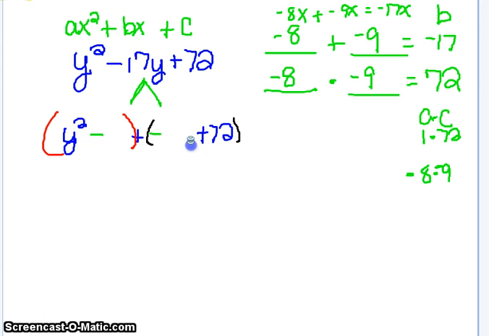I would start over, but it's already 3 o'clock, and I have 2 little boys who are going to be here in just a second wanting to go home. So you're going to have to deal with my mistake.